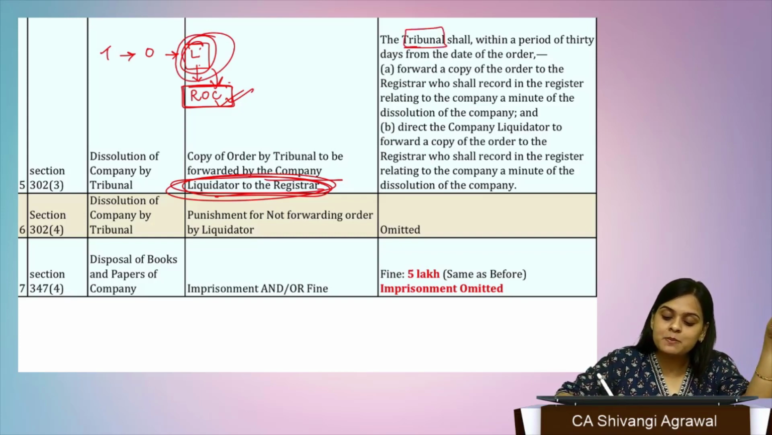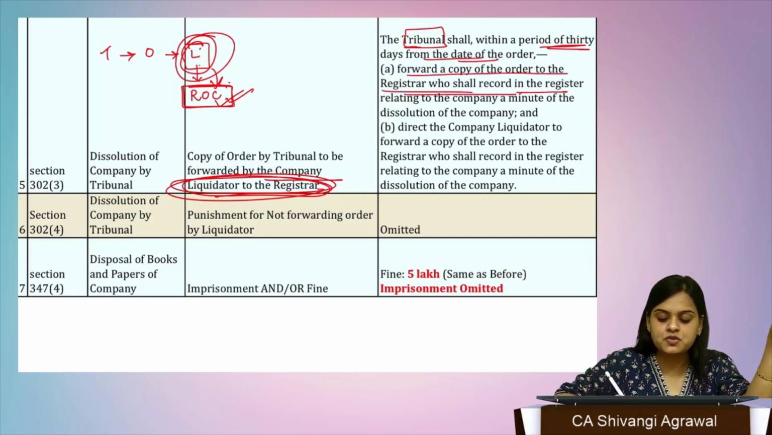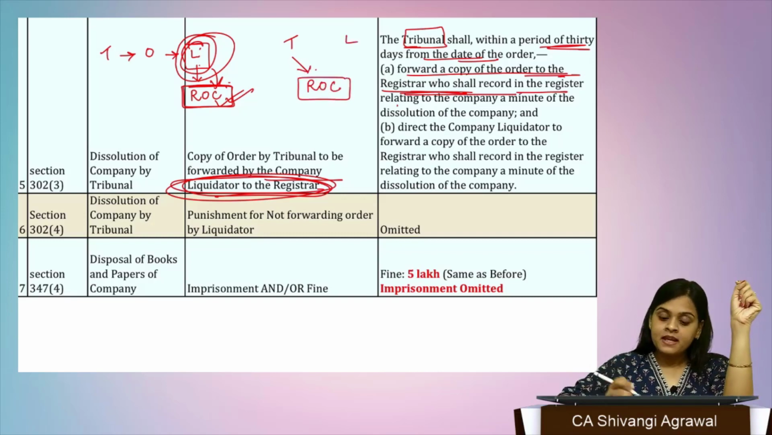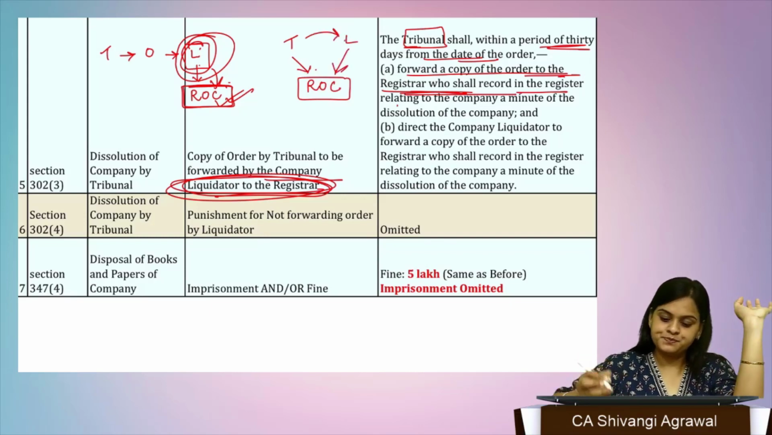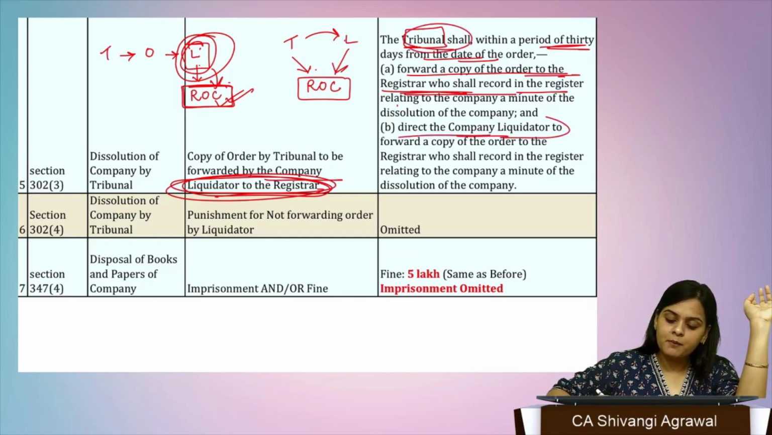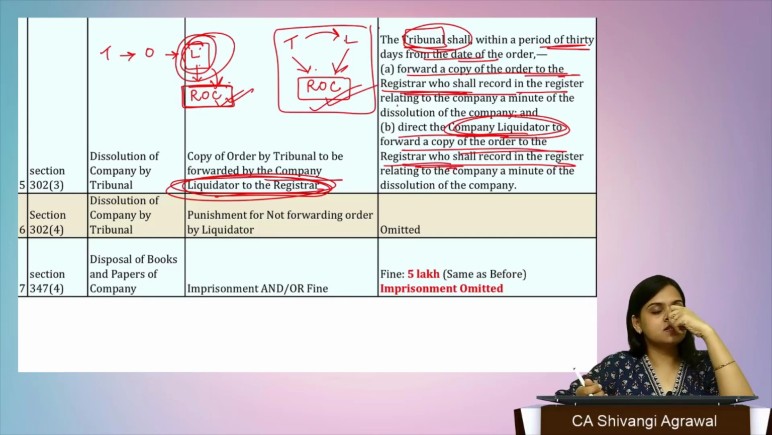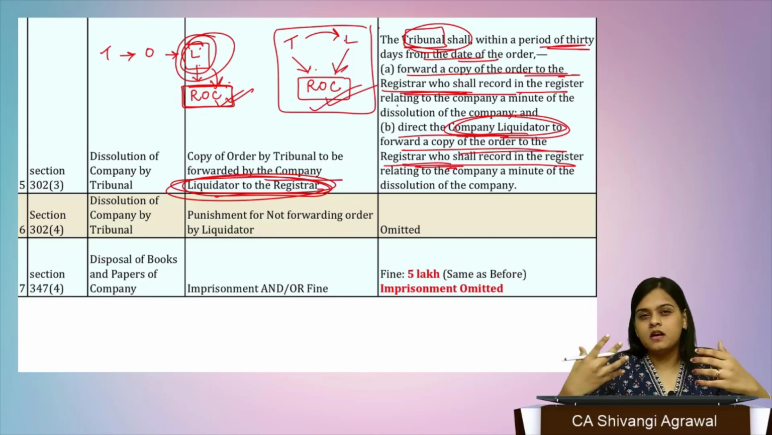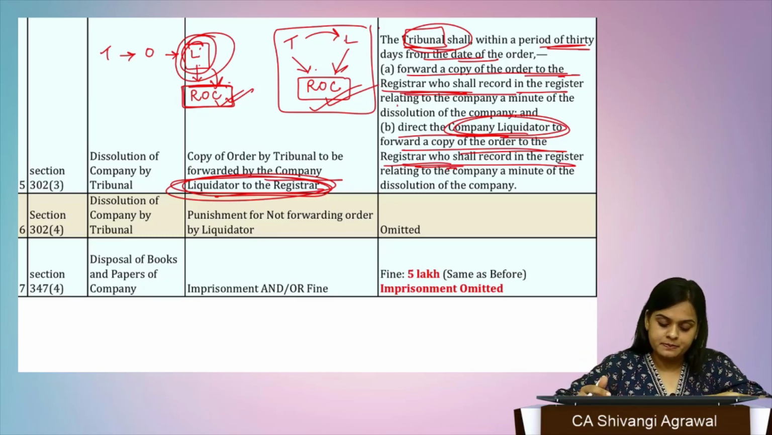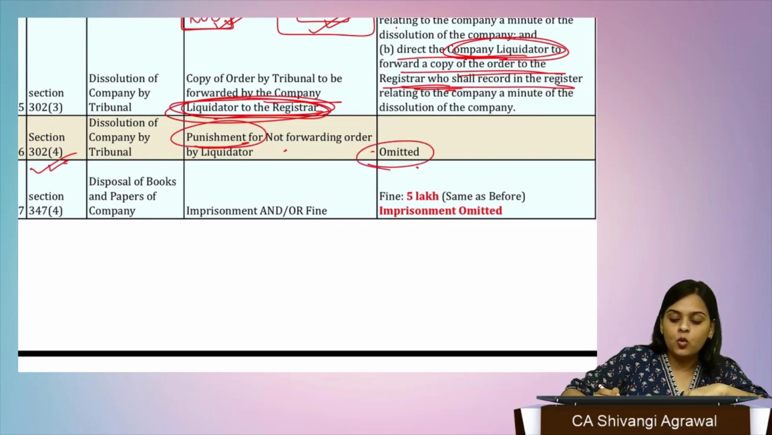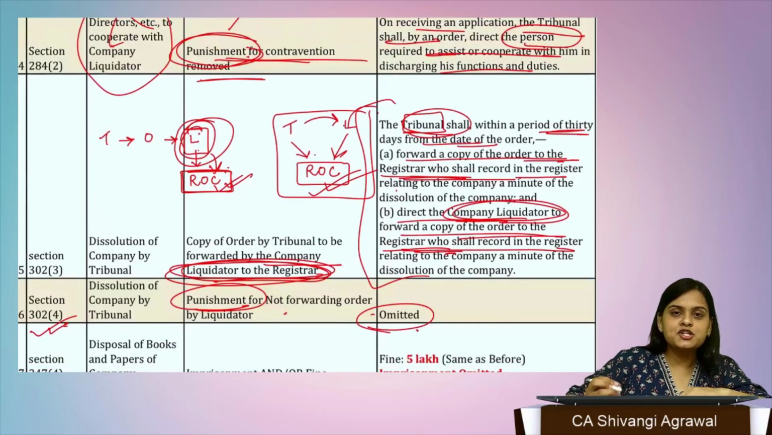Now what happens is the tribunal itself, within 30 days, shall forward a copy of the order to the registrar. So now the tribunal is also forwarding the copy of the order to the registrar, but that does not mean the liquidator is free. The tribunal directs the liquidator also that you also file. So the tribunal is going to direct the company liquidator also to forward the copy of the order to the registrar. So now this is going to be done by two people, for better security, better official records. Okay. So earlier, if the liquidator did not forward the order, he was punished under section 302 only. Now this punishment has been omitted and this has been incorporated. See, we both will share the load.